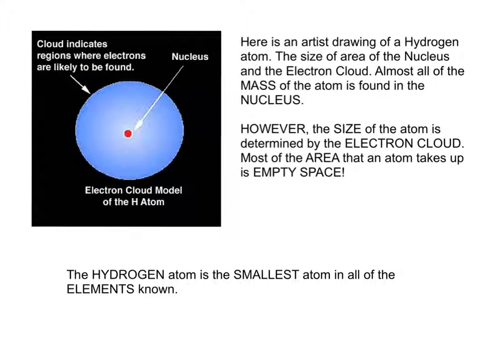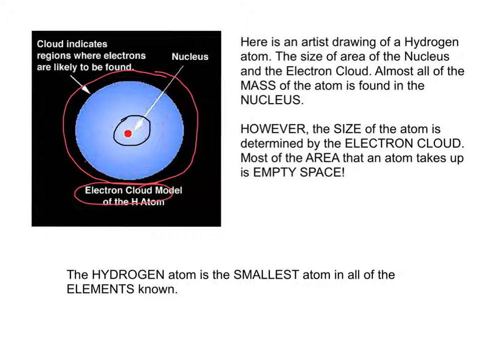Now, when we look at this artist's rendition of an atom, the nucleus is very, very small in comparison with the overall size of this entire atom. But remember, as we talked about, this is an electron cloud. So these electrons are in this cloud around this nucleus. And electrons have almost no mass. A little bit, but very, very small mass. Most of the mass of an atom is contained within this nucleus.